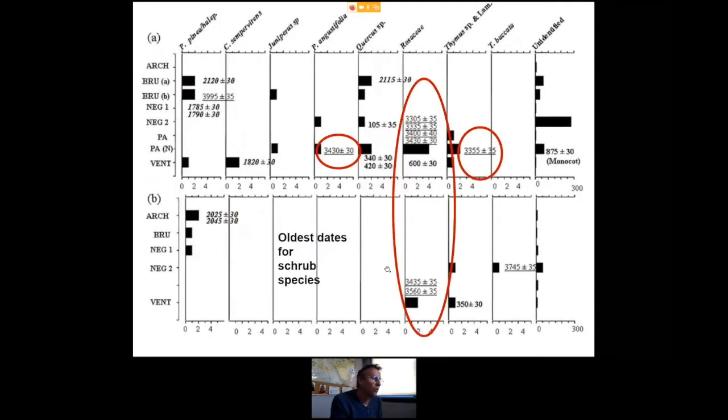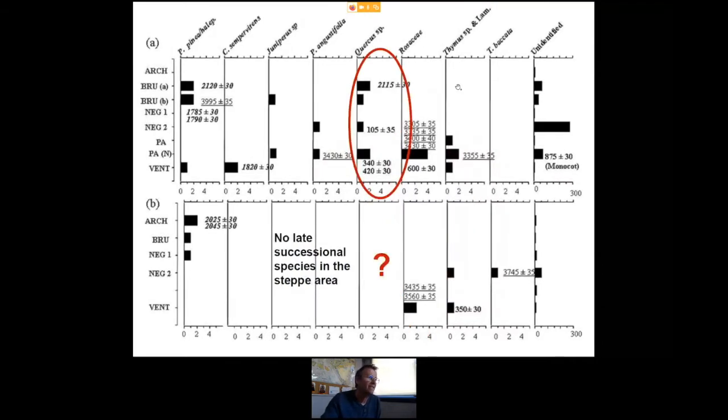Most of the oldest dates we found in this area were not for trees, but for shrubs, such as Phillyrea angustifolia, a lot of Rosaceae, certainly Rosa canina, or a kind of Rosa canina, or Thymus. And at the end, we find no late successional species, no species of mature forest in the steppe area. We found only some Quercus species, Quercus ilex or Quercus pubescens, linked with the use of former sheepfolds.